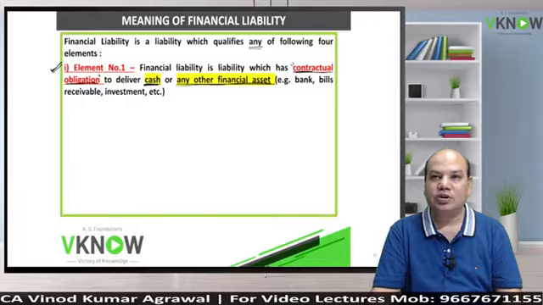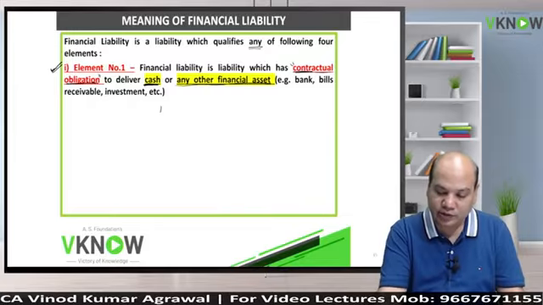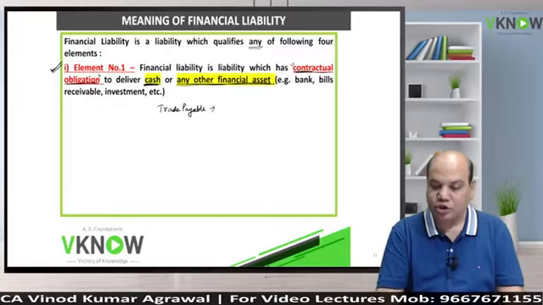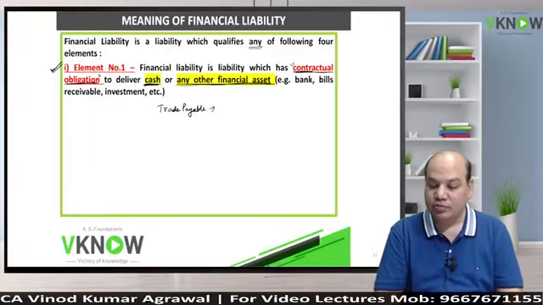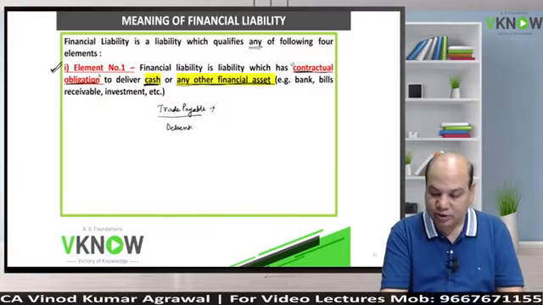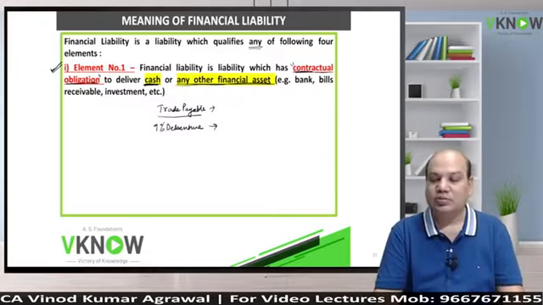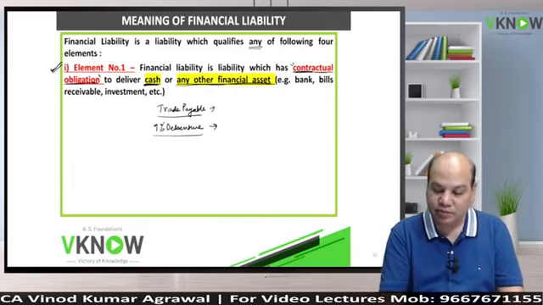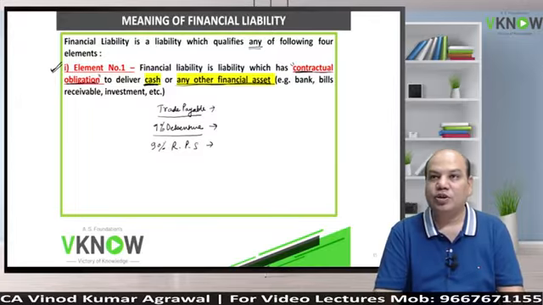Examples of other financial assets are bank bills receivable or investment. Now if you look at this example, trade payable, this will come into the definition of element number 1 because there is a contractual obligation to pay cash. Debenture, 9% debenture issued by the company, there is a contractual obligation to pay cash, interest, principal. Or even redeemable preference share, a 9% redeemable preference share will fit into this definition.